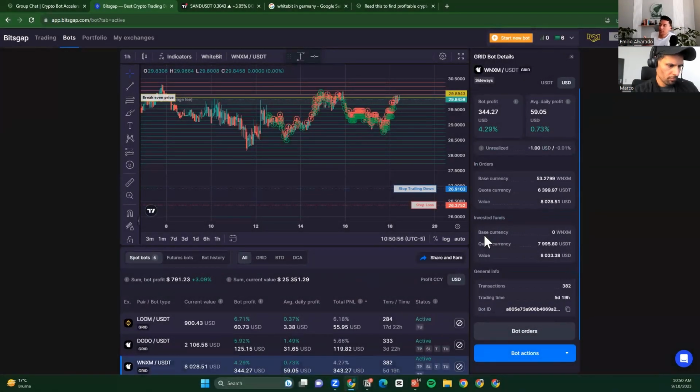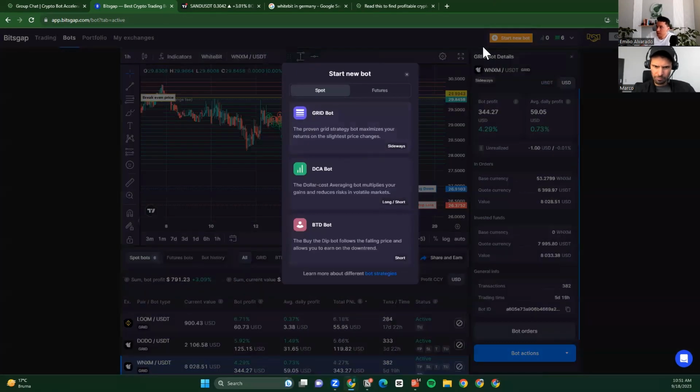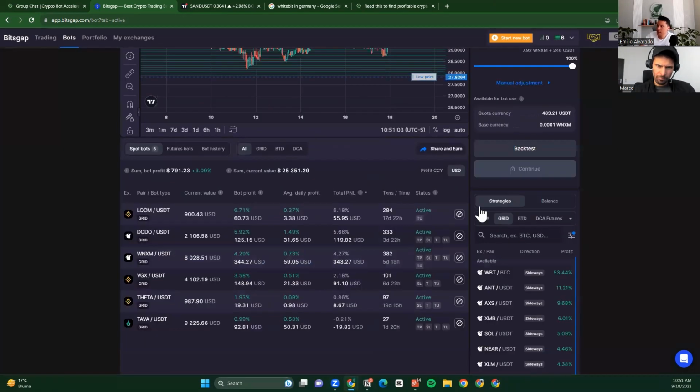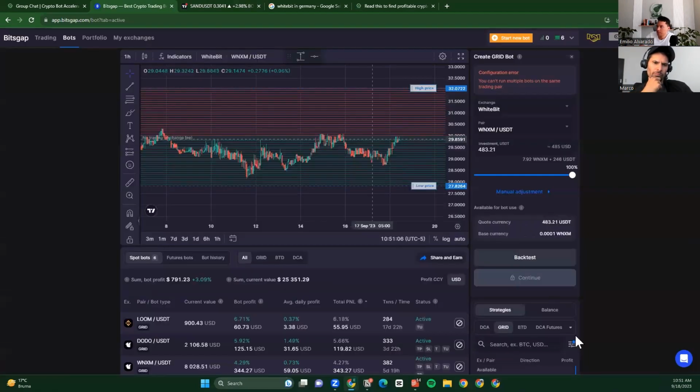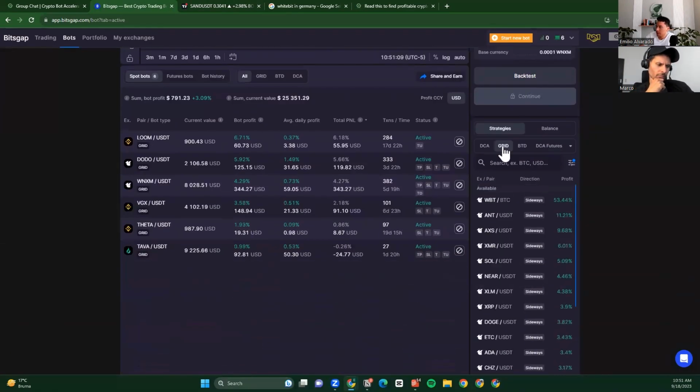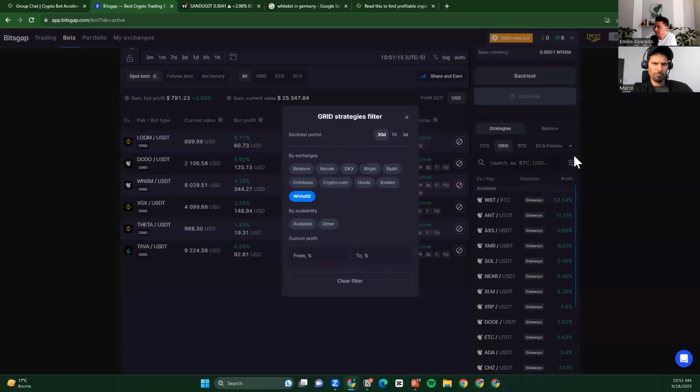Once you have created your account on Whitebit and transferred some funds, click on Start Build New Bot, Create Bot. Then, instead of going to TradingView, you will go to this part where it says Strategies on Bitsgap. Click here. Make sure that it's Whitebit and the backtest period is 7 days.